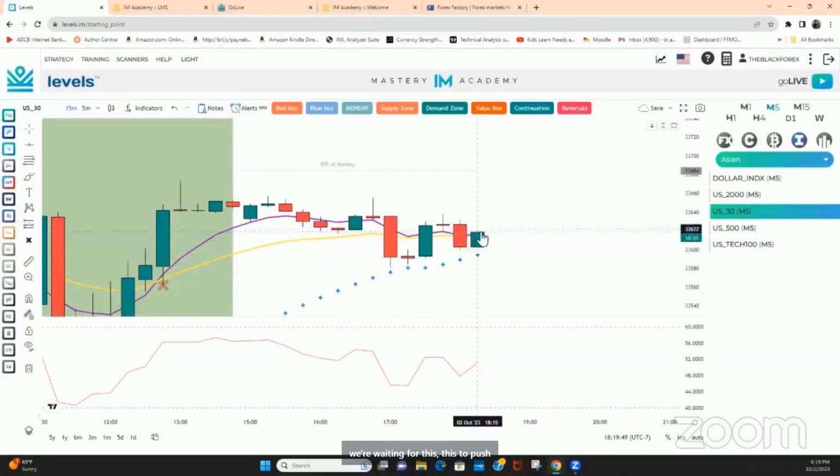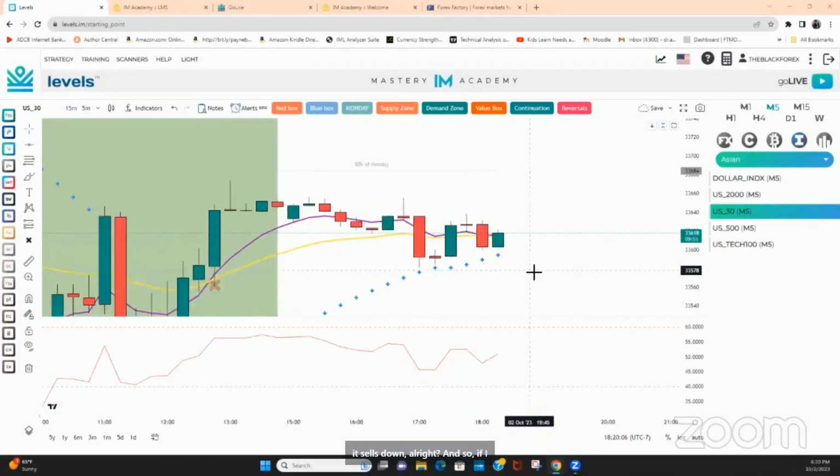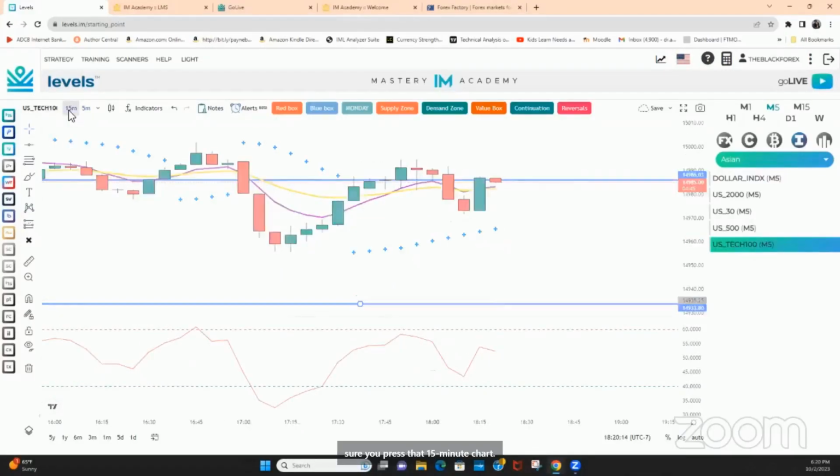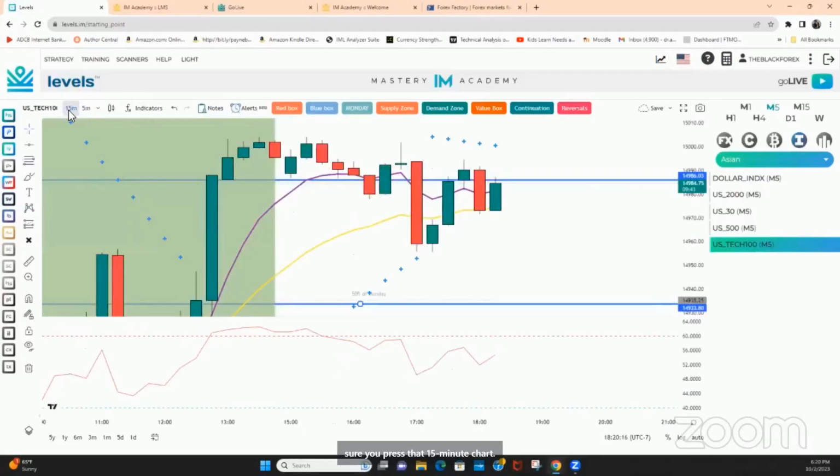So we're waiting for this to push back up. Again, I'm on the 15-minute chart. US 30 has buy momentum because there's no pluses up here. So I wouldn't even play with US 30 like that. Y'all know how US 30 moves. Nine times out of 10, US 30 is getting ready to buy up before it sells down. If I get another green candle, I am going to get in US 30 for a buy.